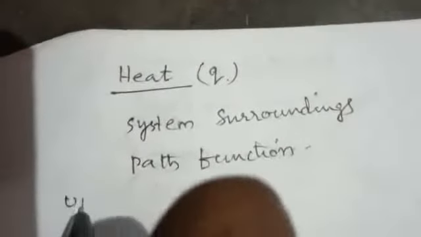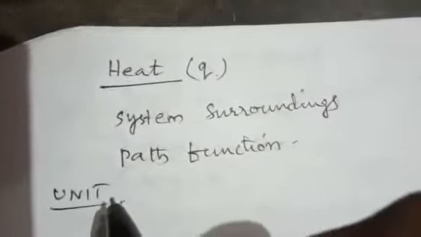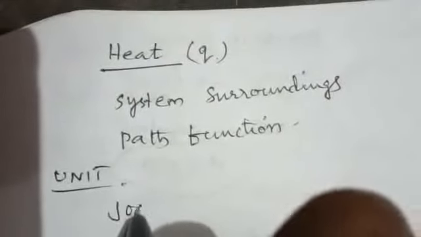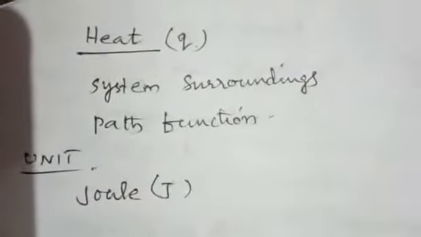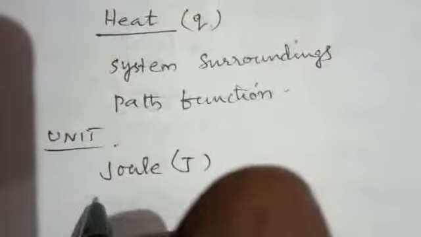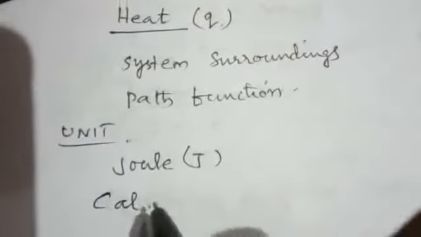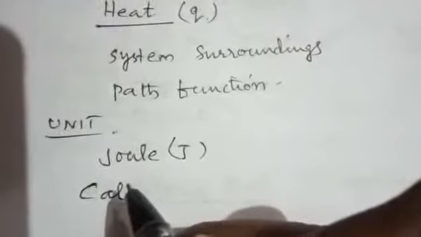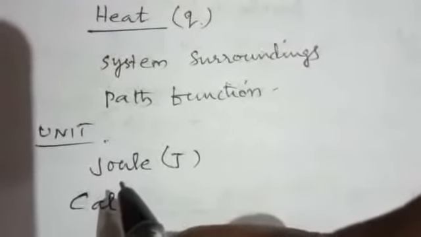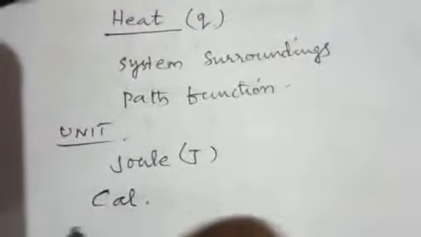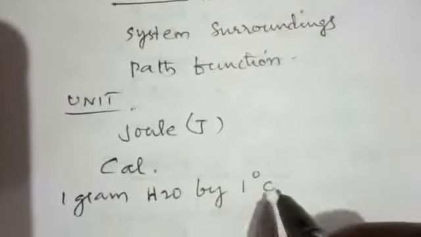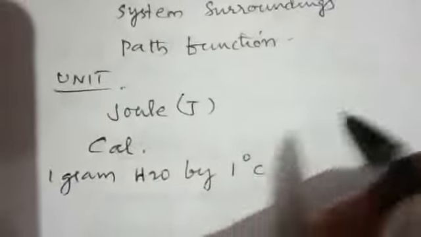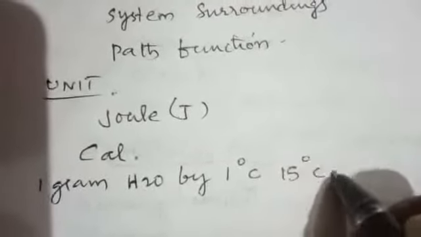Unit of heat. The unit of heat is the joule, letter J. Heat quantity is generally measured in calories. A calorie is defined as the quantity of heat required to raise the temperature of 1 gram of water by 1 degree Celsius, at 15 degree Celsius.